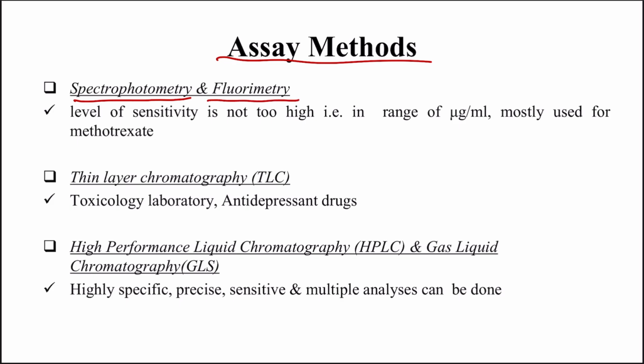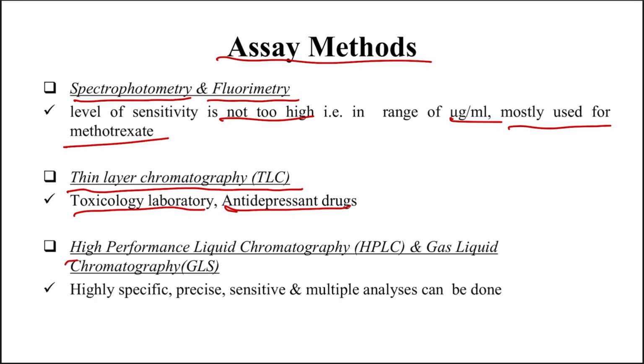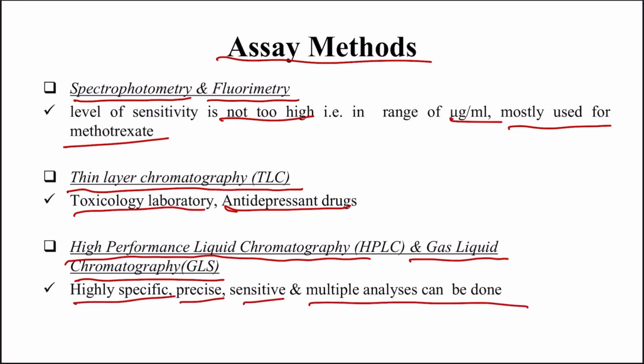So the level of sensitivity is not too high for this method, and here the range at which we detect the drug is microgram per ml, and it is most commonly used for methotrexate. Next is thin layer chromatography, which is used in toxicology laboratory, and it is used for antidepressant drugs mainly. Then we have high performance liquid chromatography and gas liquid chromatography. It is highly specific, precise, sensitive, and multiple analysis can be done by this.